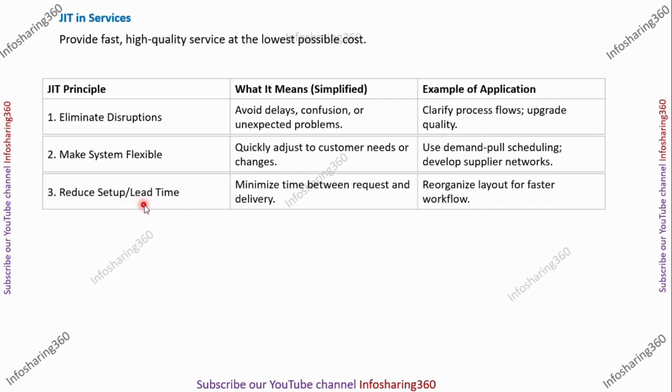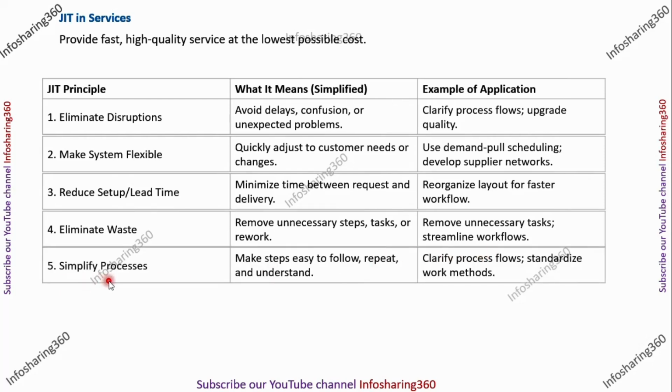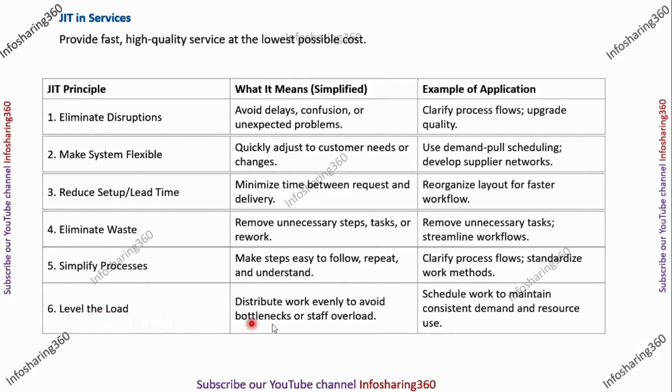3. Reduce setup and lead time, minimize time between request and delivery, reorganize layout for faster workflow. 4. Eliminate waste, remove unnecessary steps or rework, remove tasks and streamline workflows. 5. Simplify processes, make steps easy to follow and repeat, clarify process flows and standardize work methods. 6. Level the load, distribute work evenly to avoid bottlenecks, schedule work to maintain consistent demand.